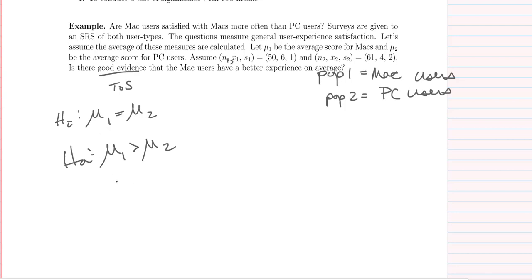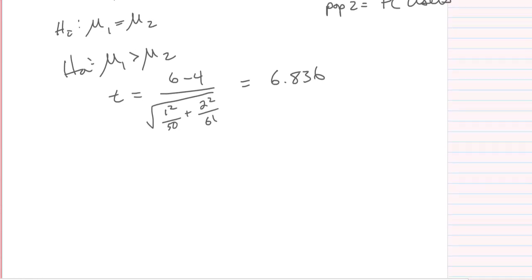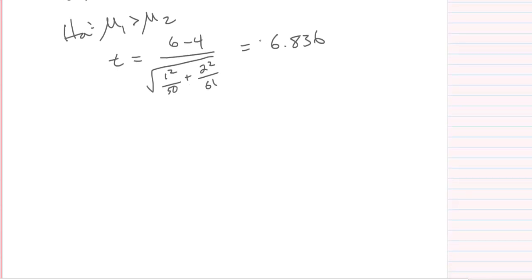Next, we want to figure out what the t-statistic is, which is equal to x bar 1 minus x bar 2 over the square root of s1 squared over n1 plus s2 squared over n2. If we plug this into a calculator, we should get 6.836. You should always be checking my work. Do not trust me, because I do give extra credit if you find an error.